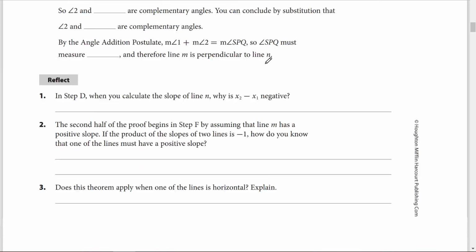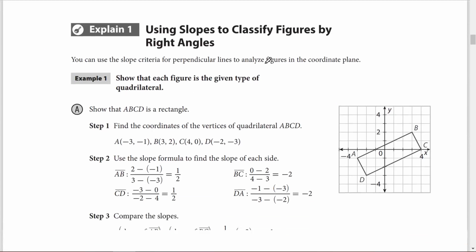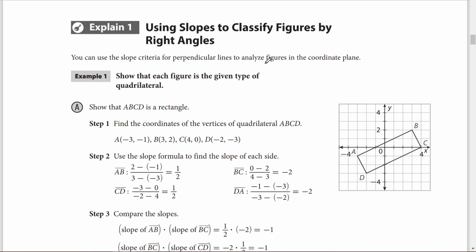So let's take a look at example 1. Using the slopes to classify the figures by right angles. So if we want to show that this quadrilateral, 4 sides, is a rectangle, we're going to do that by first finding their slopes. So we can do this with the coordinates.